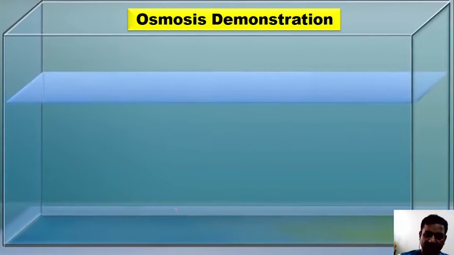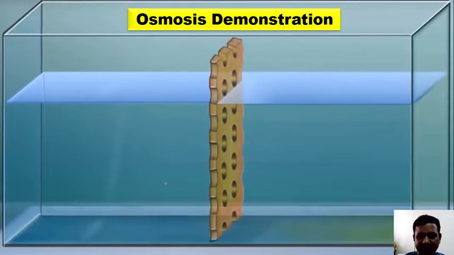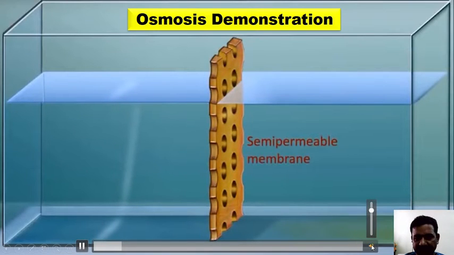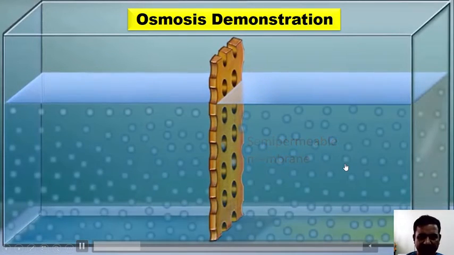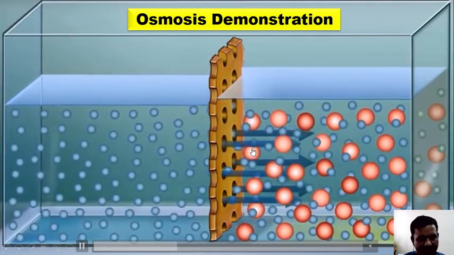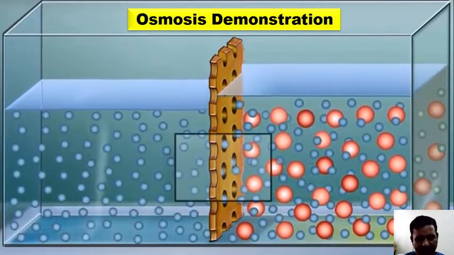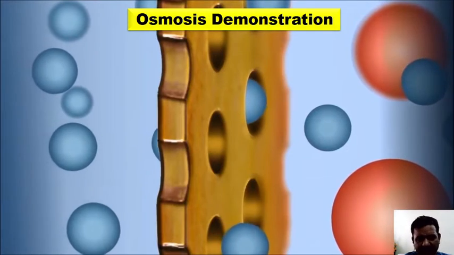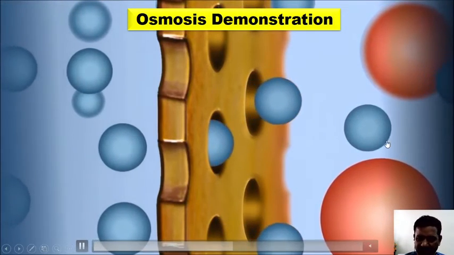Now, again, I want to show you a very good demonstration of osmosis. In this osmosis, we have the semi-permeable membrane, and on the right side we have the hypertonic solution. See how water is going from the hypotonic to the hypertonic solution.